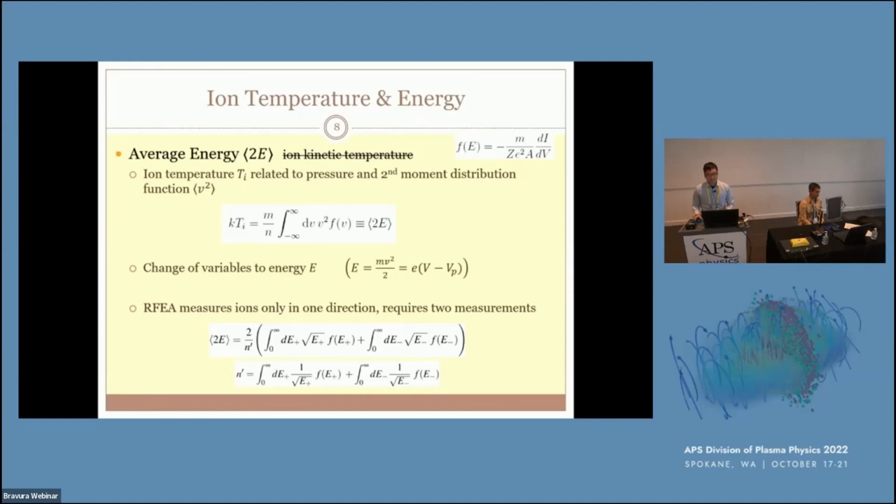But then we make some modifications to it. First, we change variables from velocity to energy. The energy is defined by the kinetic energy, so the energy is proportional to the velocity squared. And second, the energy is also the discriminator grid voltage minus the plasma potential. So this is a change of variables right here. The second change that we made is that the RFEA only measures ions that are moving in one direction. So to get the full extent of the average energy along a single axis, we split the integral, so that we measure the distribution function in two directions. The result of all that is that the average energy is defined by this equation right here. And then this n prime is a normalization constant. It can be thought of as the density, but it's a normalized density.